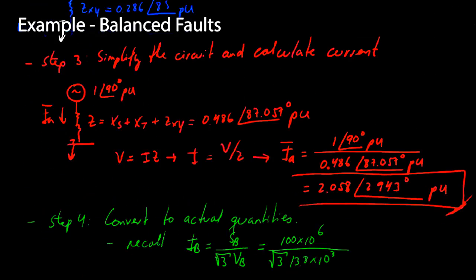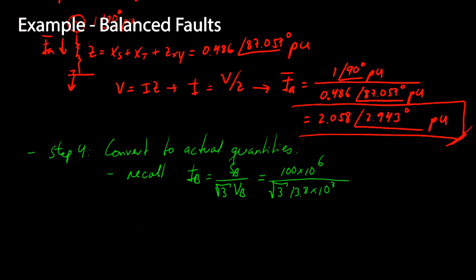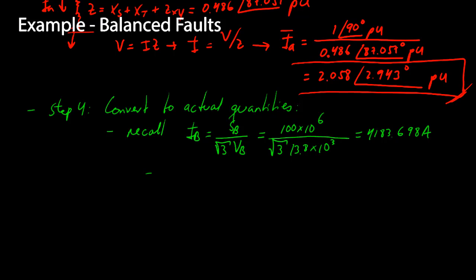So just one point that I wanted to make. Again, here now we have our base current. If we calculate this, we get that the base current would be equal to 4,183.698 amps. So now we can get that IA in actual quantities, so in amperes instead of per unit, would be the per unit value, so 2.058 multiplied times this number.